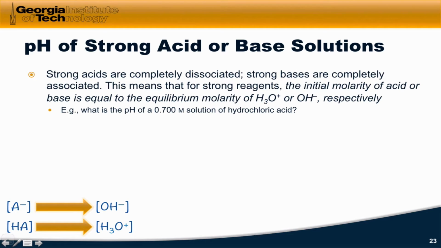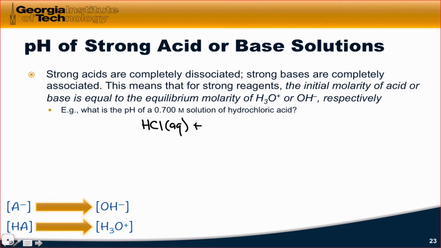Strong acids are completely dissociated. That means that we can go from the concentration of HA initially to an equilibrium concentration of H3O+ that is numerically equal to the concentration of HA that we started with. So for example, if we're interested in the pH of a 0.7 molar solution of hydrochloric acid, we know that this reaction of aqueous HCl reacting with water to form H3O+ and Cl- is essentially 100% complete.